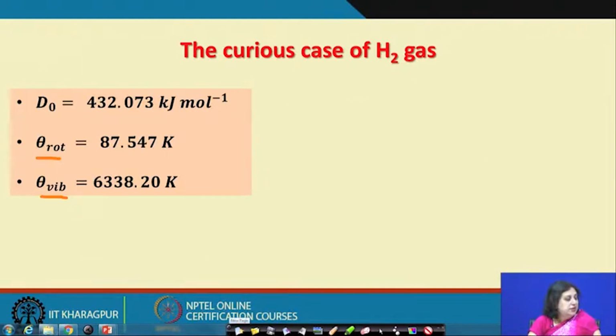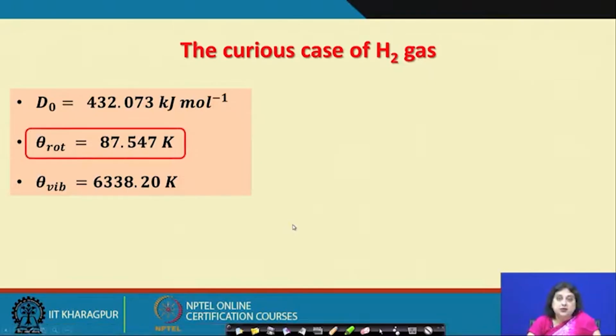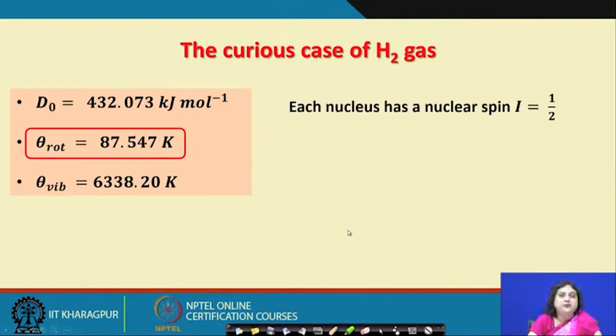But what is interesting over here is that if you compare the values of theta rot observed here to the ones that we have discussed so far, you find that theta rot for hydrogen is a very large number. If you would remember, for HCl this was roughly about 15 Kelvin, and for K2 vapor this was less than 1 Kelvin. And therefore, when you think about hydrogen gas and it has such a high rotational temperature, it gives rise to certain unique behavior that we are going to be interested in.